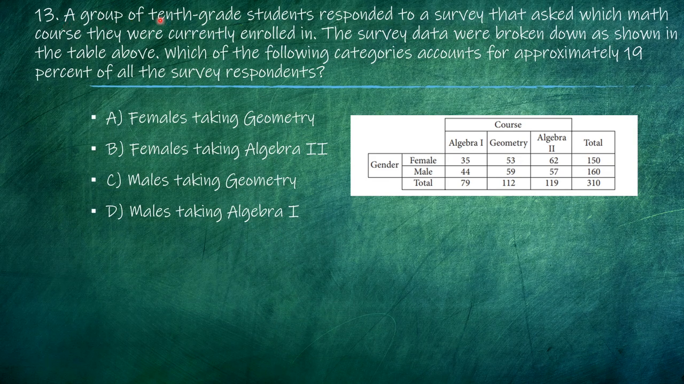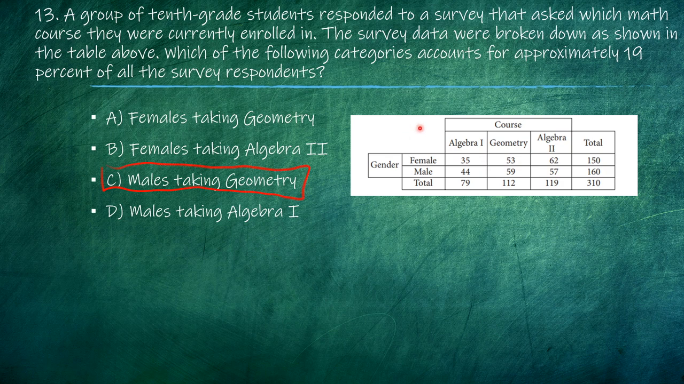Question 13. A group of 10th grade students responded to a survey that asked which math course they were currently enrolled in. The survey data were broken down as shown in the table. Which of the following categories account for approximately 19% of all the survey respondents? Go ahead, pause this video and try it yourself. The answer is C.